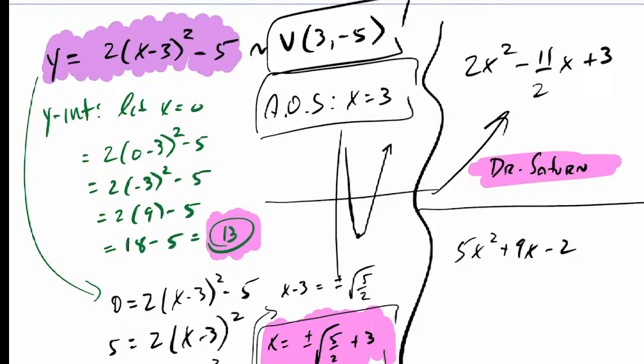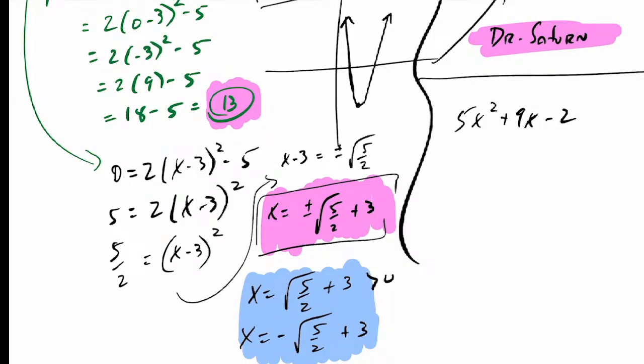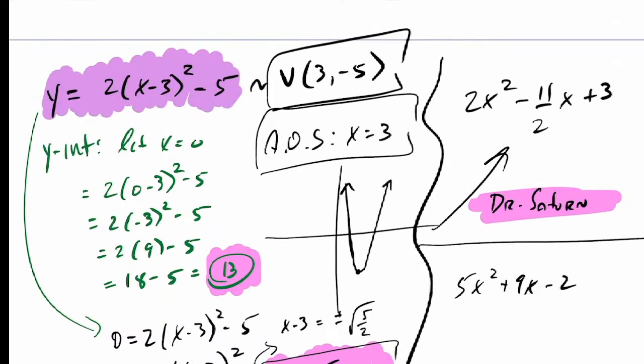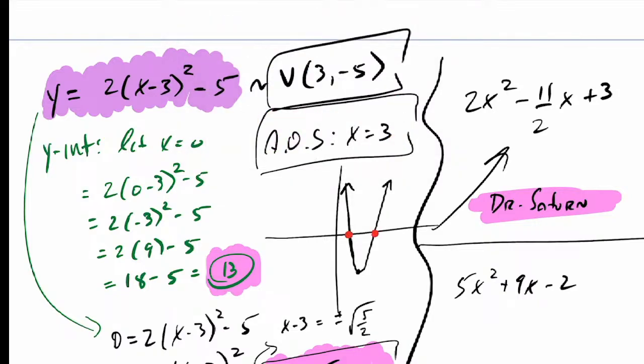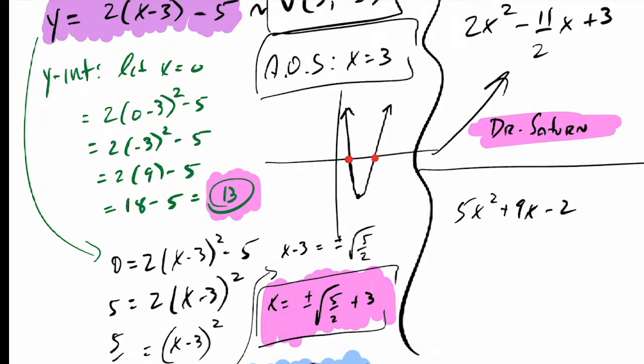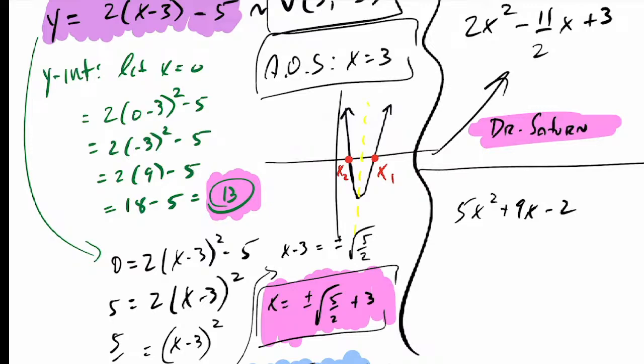This becomes my quadratic. The reason for this is both of these are greater than 0, so they're on the positive side. My roots are approximately here and here. I can label this x1 and x2. This is x1 and this is x2. And then right down the middle here, it's not showing up, right down the middle here is my axis of symmetry. X is 3.